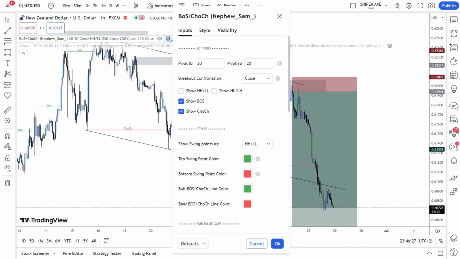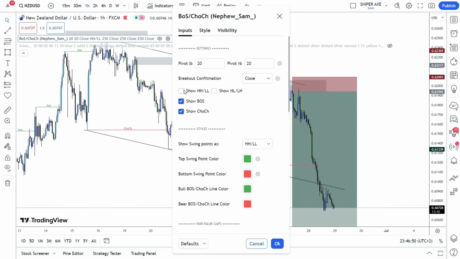On settings, that's the most important thing. Follow these settings, don't change anything, right? So you come on pivot LB, put a 20 there, right? The default will be 5, right? Don't use that one. Put 20 there. Pivot RB, put 20 there. I have tested, I've used this with this technique, and it's very accurate. It's very accurate, right?